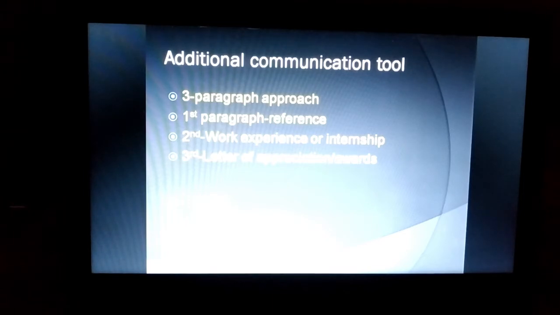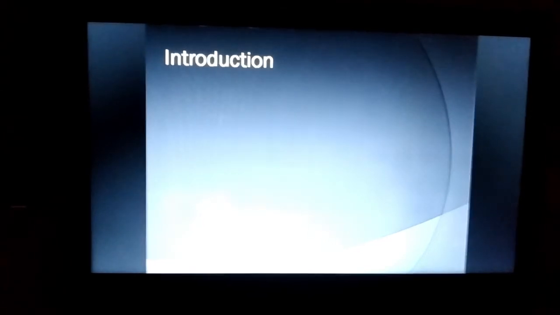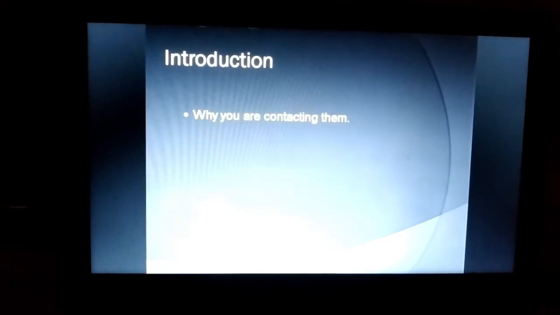So, an additional communication tool for sure, the cover letter. And a cover letter is nothing but an application. As you apply for a specific job, you need to cover it nicely with three paragraphs. It is only three paragraphs, but it is a typical format of an application. An introduction is the first paragraph, where you are contacting them. So how are you contacting them?